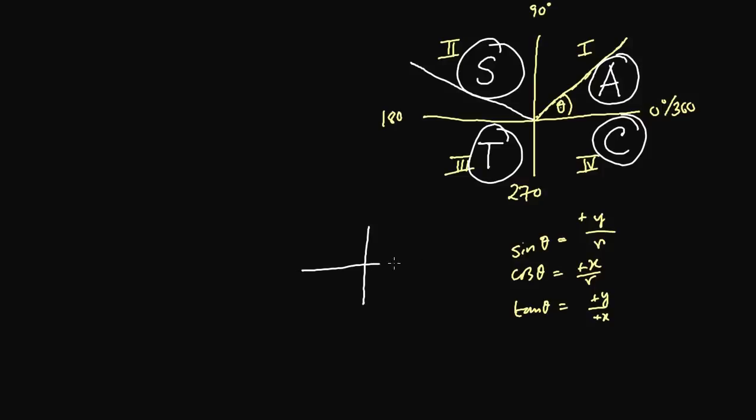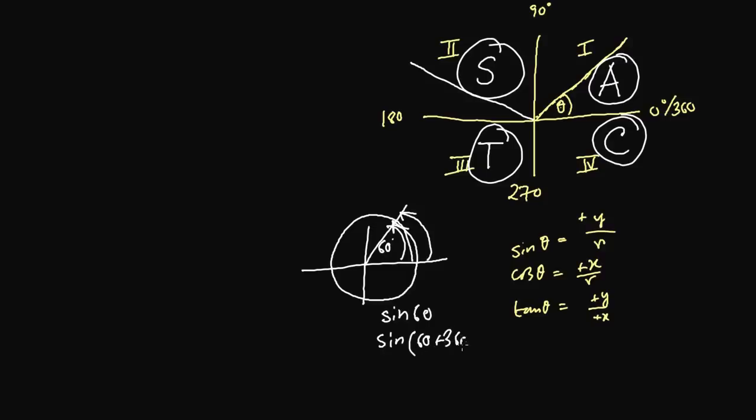But when we talk about this quadrant, suppose you consider this to be the angle 60 degrees, and you take a complete revolution of 360 degrees and come back to 60 degrees. The sine of 60 degrees and the sine of 60 degrees plus 360 degrees would be the same value. If you take out your calculator, you will see both sine 60 and sine 420 have the same value.